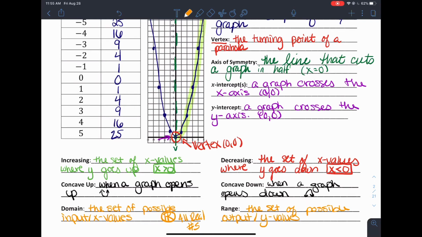Range, though, we don't have an arrow pointing up and down, right? We only have two arrows pointing up, so I'm going to be limited. I'm going to reach a smallest value, the lowest output value of the parabola. It doesn't go any lower than that. And that happens right here at this point, at 0. So my range is y is greater than or equal to 0. And that's my range.